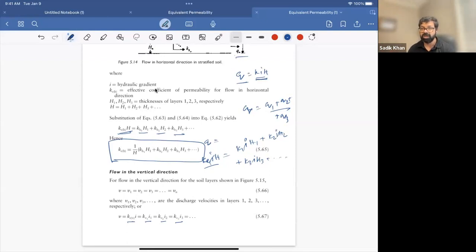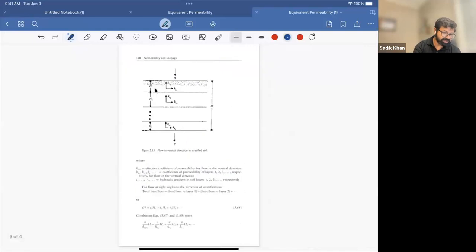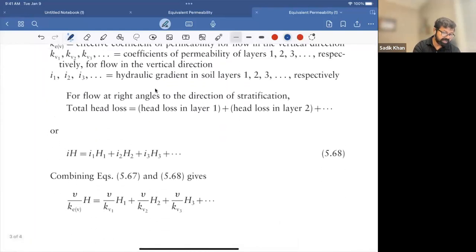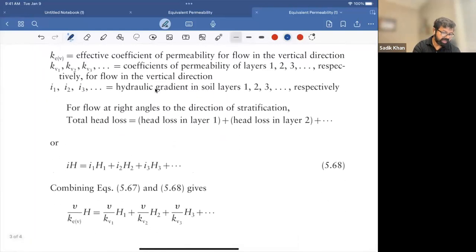Q equal to AV. A is constant for all the sections, so the V is also the same, right? Now what is V? V equals Ki, right? So V is constant means our Ki is constant in every layer.